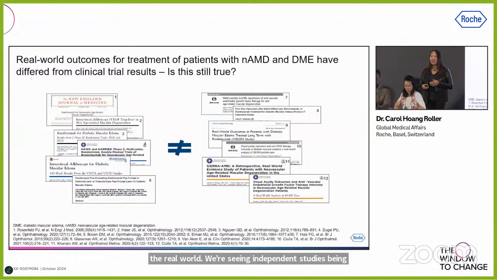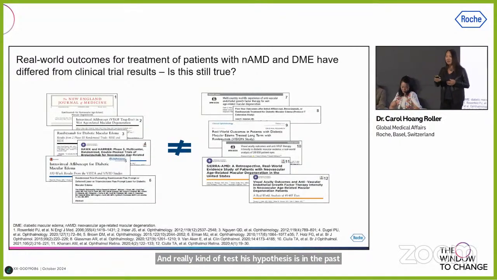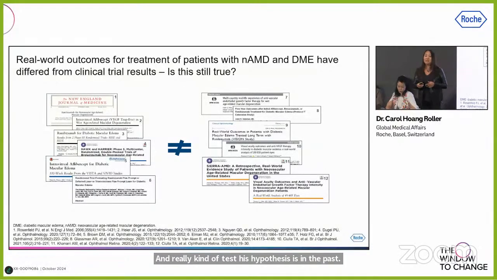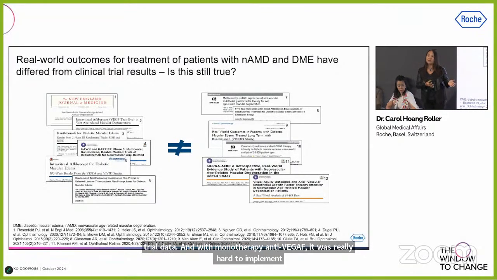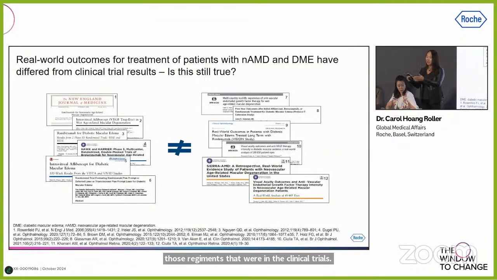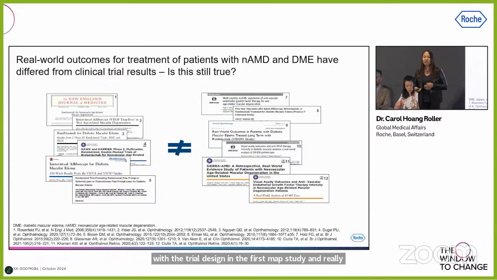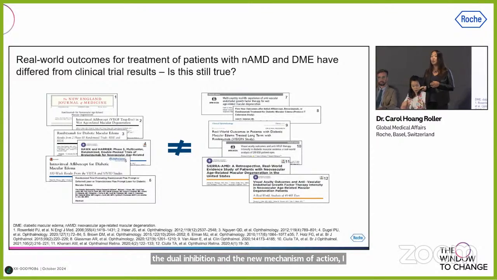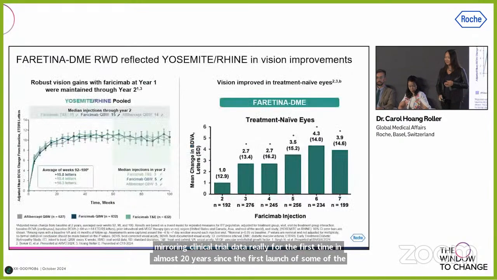And what we want to test is this hypothesis: in the past, we haven't really seen real-world data match clinical trial data. With monotherapy anti-VEGF, it was really hard to implement those regimens that were in the clinical trials. But with the trial design in the faricimab study and the dual inhibition and new mechanism of action, I think we're seeing real-world data mirroring clinical trial data for the first time in almost 20 years since the first launch of some of the early anti-VEGFs.